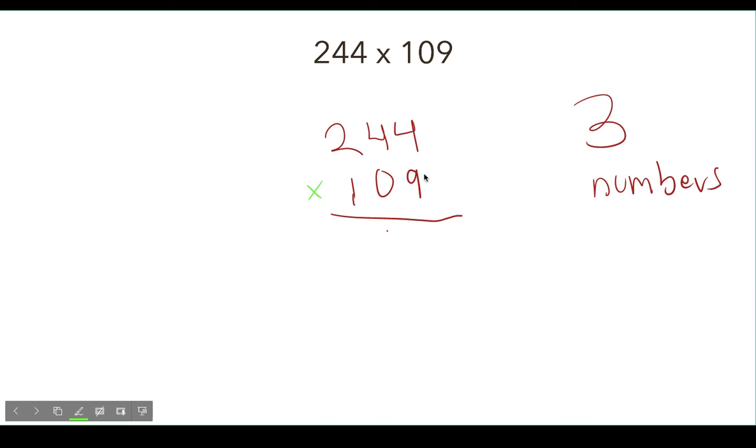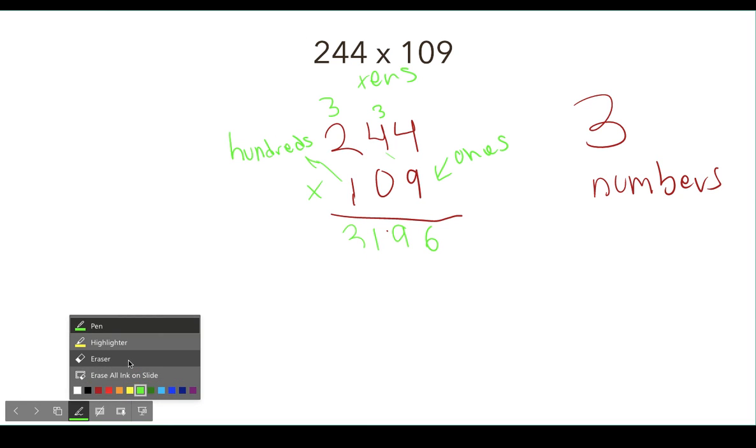So first we're going to solve for our ones. Then we're going to solve for our tens. Oh, let me write it up here. And then we're going to solve for our new digit, the hundreds. Okay, let's solve. 4 times 9 is 36. Carry the 3. 4 times 9 is 36 plus 3 is 39. 2 times 9 is 18 plus 3 is 21. That 2 did not come out the best.